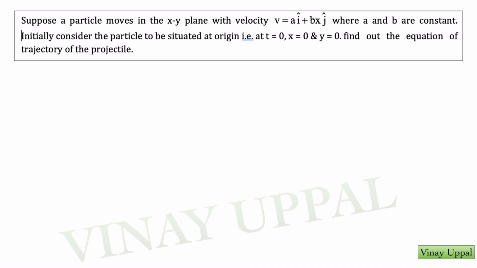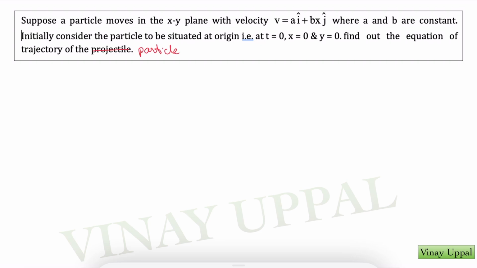So here I have a particle that moves in the xy plane with velocity given as a i cap plus bx j cap, where a and b are some constants, and initially consider the particle to be situated at the origin. So it's at x0 and y0 at t equals 0, and find out the equation of the trajectory of the projectile. It says projectile, but there's a small typing error there. Let me just replace that by particle.